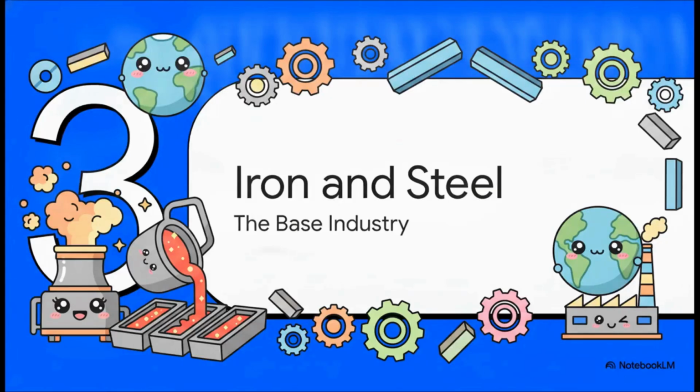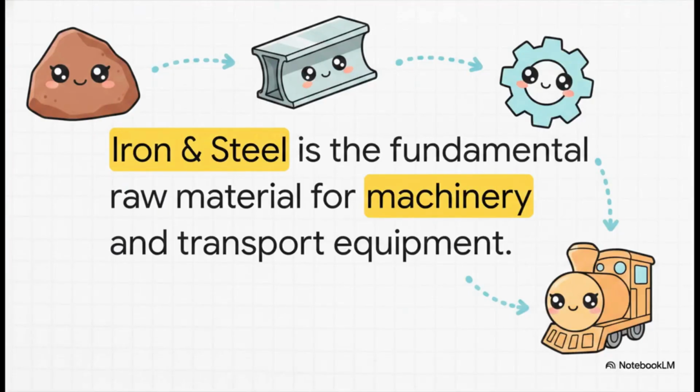Okay, Section 3. Let's dive into our first specific industry, iron and steel production. Iron and steel is super important. It's actually often referred to as the crucial base industry because it heavily determines a country's overall technical strength. It acts as the fundamental raw material for almost everything else. Without it, you don't have machinery, you don't have electrical products, and you for sure do not have transport equipment.